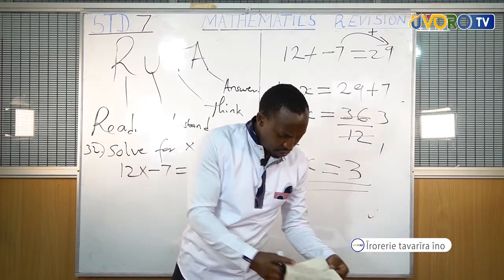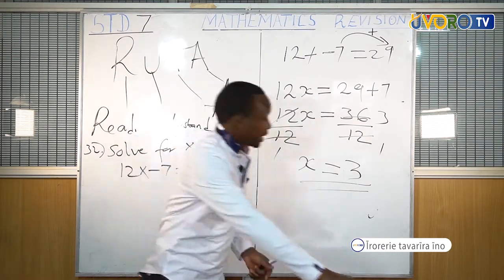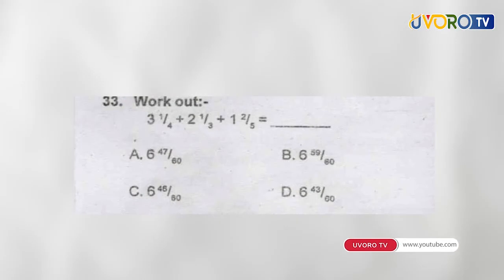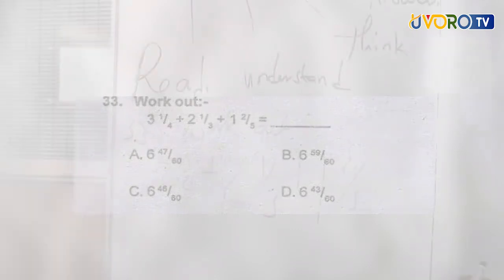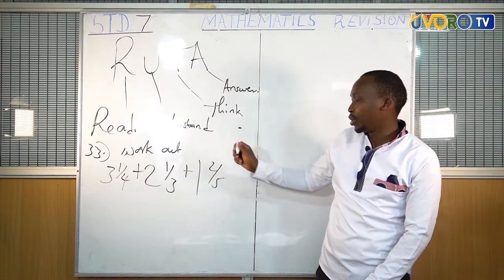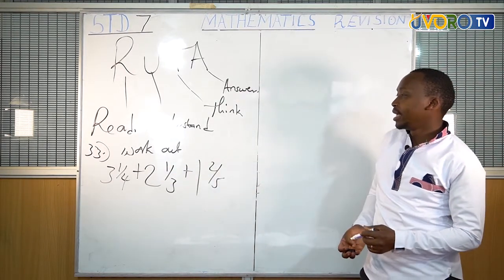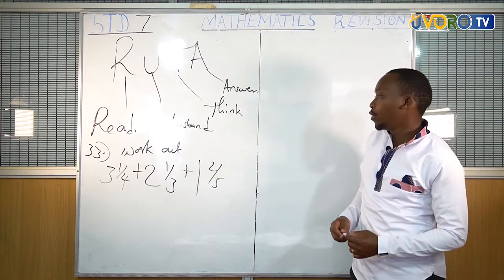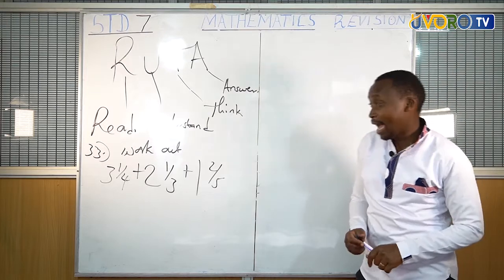Let's continue. Question number 33. Work out 3 1/4 plus 2 1/3 plus 1 2/5. Now, class 7, as you know, you cannot do this sum without using the formula that we always use. That is RUTER. So let's start with R for reading. Let's read our question. Work out 3 1/4 plus 2 1/3 plus 1 2/5.